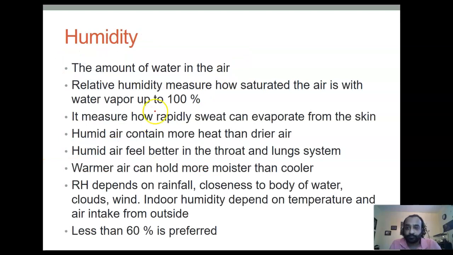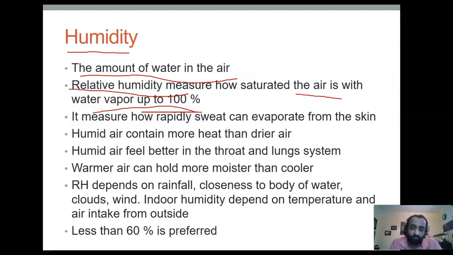Humidity, another concept, is the amount of water in the air. I talked about it recently when we talked about latent and sensible heat. So relative humidity measures how saturated the air is with water vapor. Up to 100%, you can have 100% humidity.